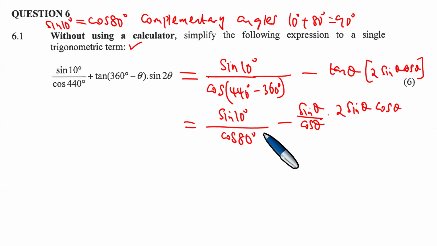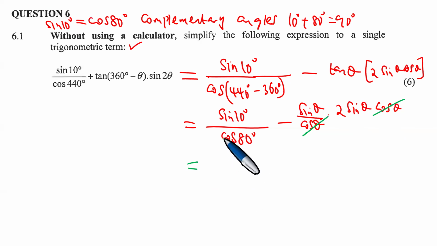Any input here? What do we do next? Then you cancel the cosine of theta. So this one cancels out, and then what do we achieve? Then we get negative 2 sine squared theta.